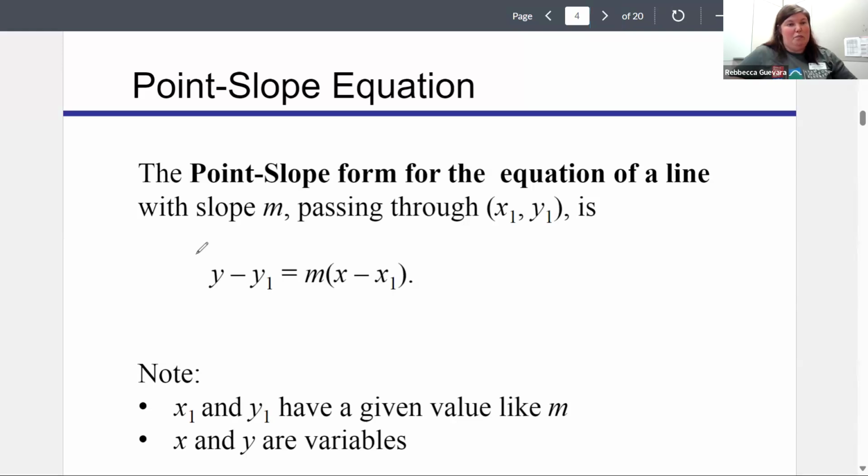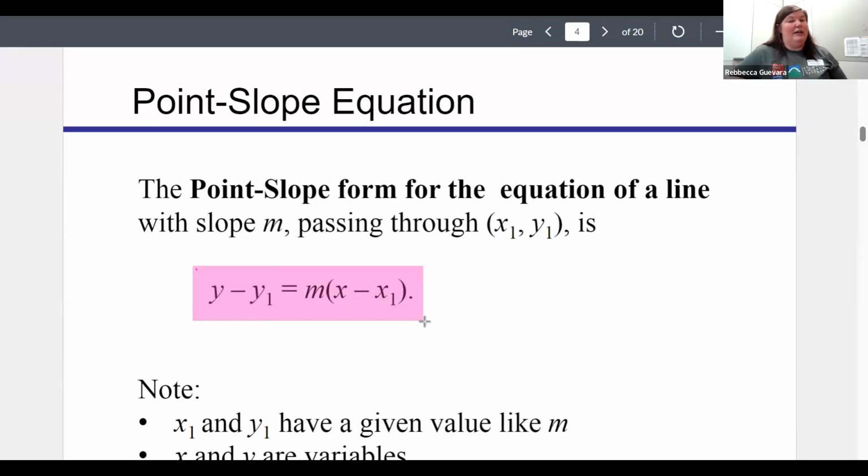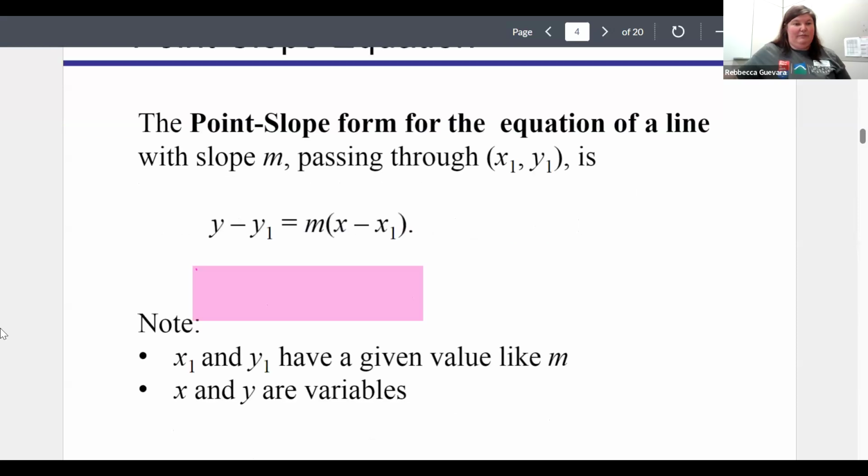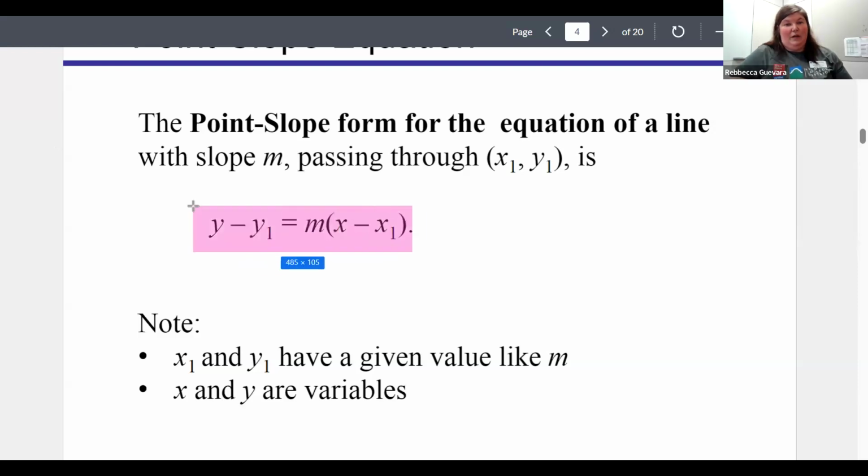So right here is our equation. y minus y1 equals m times x minus x1. Sorry, let me move that down just a little bit more. The bottom part wasn't fitting in. So what to note here is that those points x1, y1, the ones with a subscript, are going to have a numerical value to them, just like the m does. The x and the y that don't have a subscript on them are variables. Nothing is going to change about them. They're going to stay x and y.